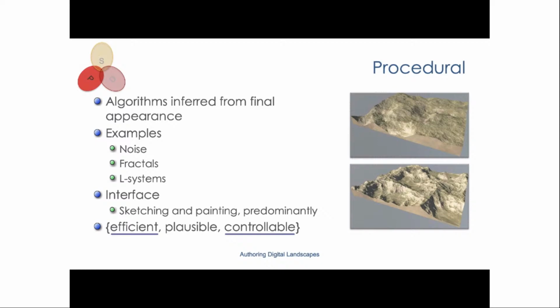An example of this would be with terrains. You can see on the right-hand side, they look okay, but they do not have the correct drainage patterns that terrains would evidence in practice. So these techniques tend to be less plausible, although they are highly controllable because you can build the interface into the procedural method. What about simulation techniques?